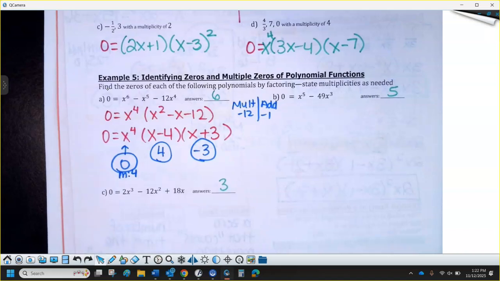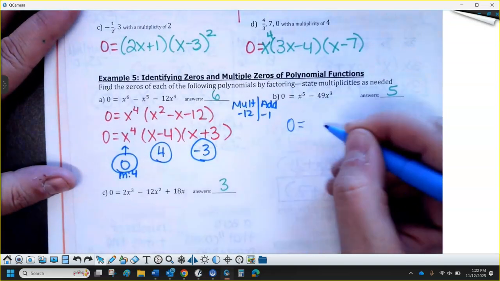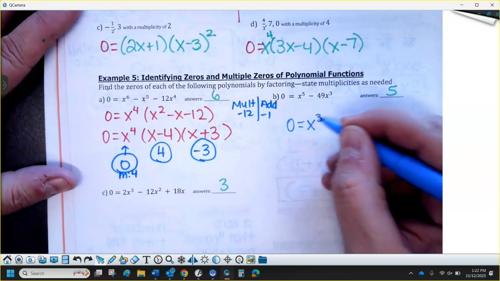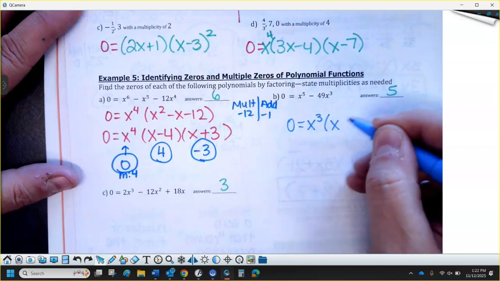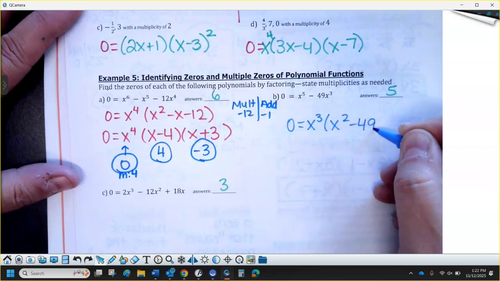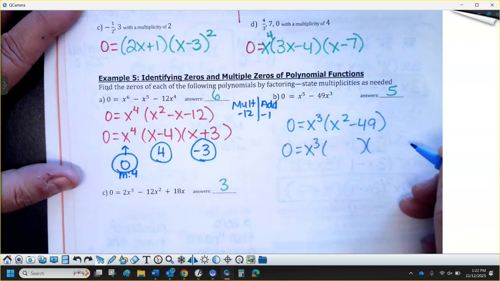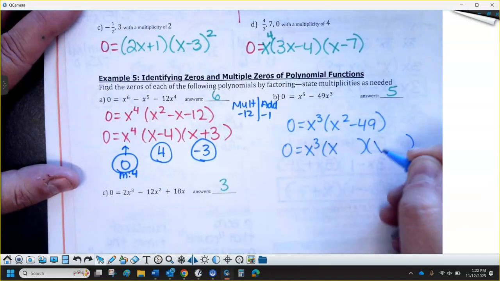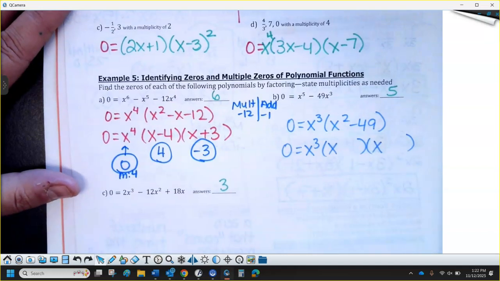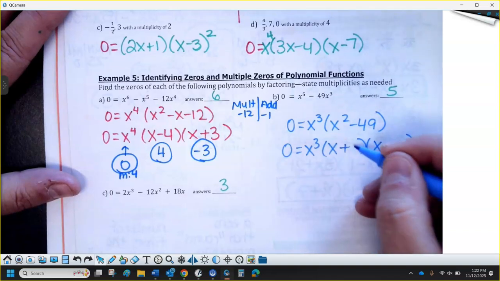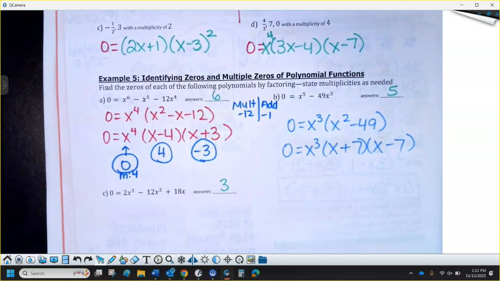All right, let's try and factor this one. We have at least x to the 3rd in each of those terms. Left over, I'd have x squared minus 49. Tell me two numbers that multiply to get you negative 49 and add to get you 0. 7 and negative 7. So one's a plus 7, one's a minus 7. One of each cancels out that middle term if you were to FOIL.